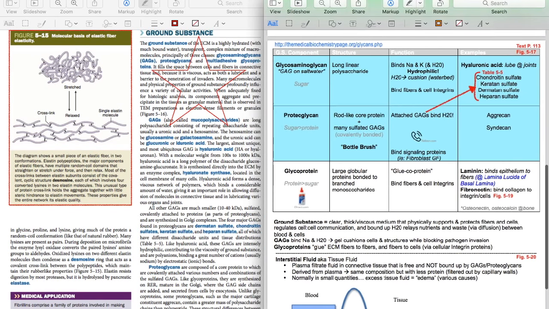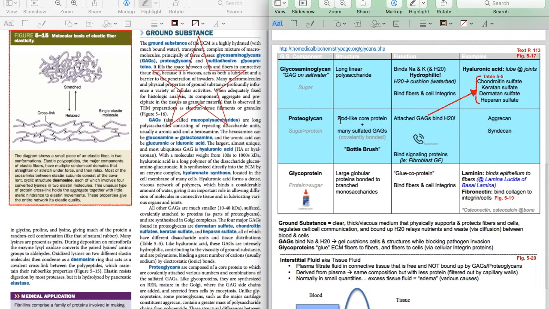So what we've got is a table that is three rows. These are the three big parts of ground substance. Glycosaminoglycans, which we just call GAGs. When I say GAG, that means glycosaminoglycan.